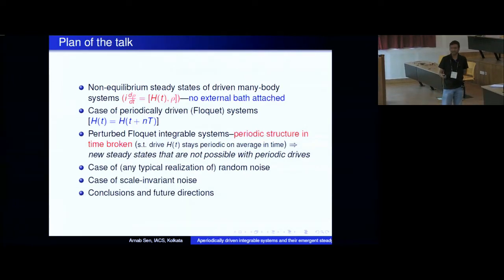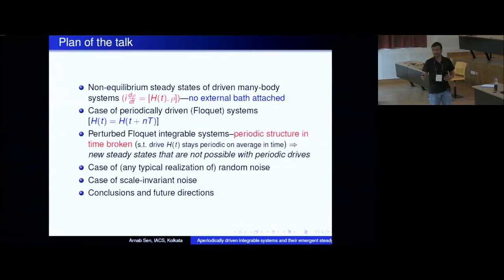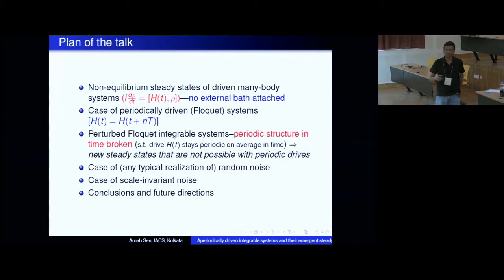Okay, and then I'll actually discuss two particular examples for the sake of this talk. One example is when this aperiodic perturbation is some kind of random noise in time. And another example is when this aperiodic perturbation is some kind of scale invariant noise in time. And both of these would be, as I said, aperiodic functions. But we'll see that they'll have entirely different steady state properties. And then I'll conclude and just point out some future directions.